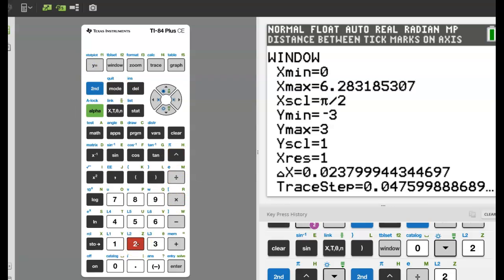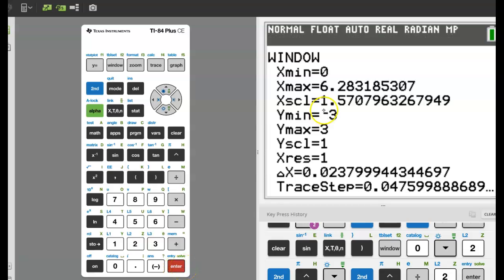And then your y min and your y max, just put them at -3 and 3. It just gives us a nice looking graph to look at. And then our y scale, leave it at 1 if it's not at 1. Make sure it is there. And if you hit enter here, notice it goes 1.57. It just changes it to the decimal version of that.